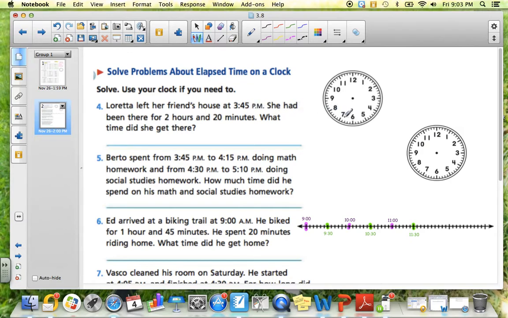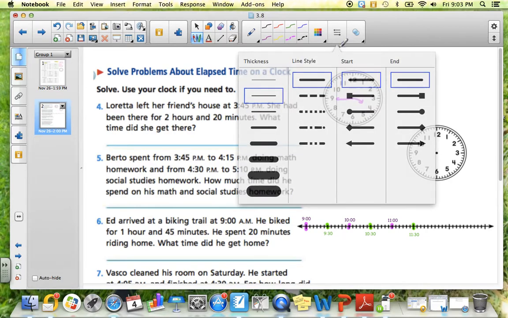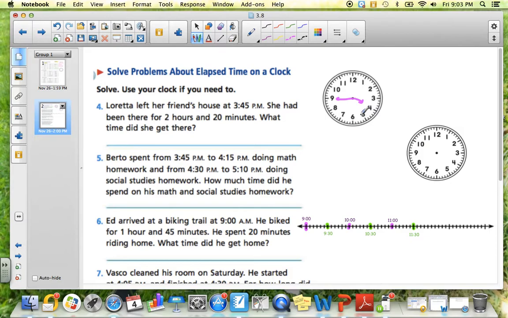So what I'm going to do is I'm going to draw 3:45 on this clock. So the minute hand will be pointing at the 9. And the hour hand will be in between the 3 and the 4. I'm going to get a thinner line. Okay. And then she had been there for 2 hours and 20 minutes. So I'm going to count backwards from my minute hand because she was there for 20 minutes. So I'm going to count 20 minutes backwards. So 5, 10, 15, 20. So this is where my new minute hand will be. And then 2 hours backwards from here.